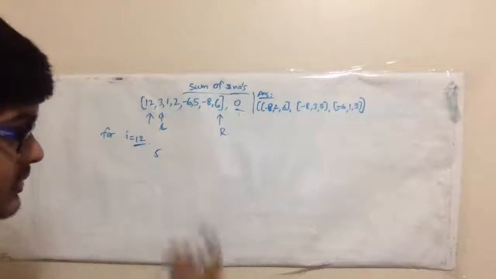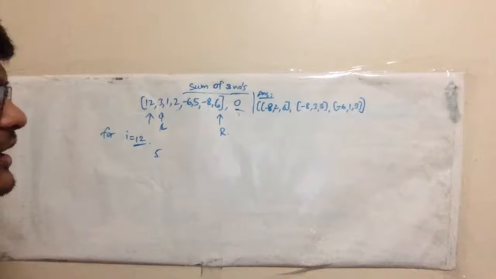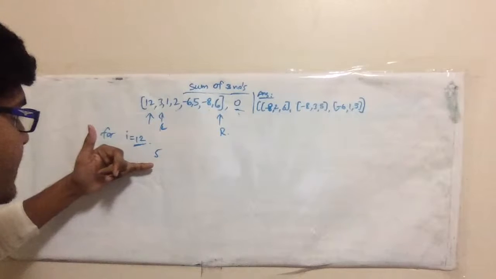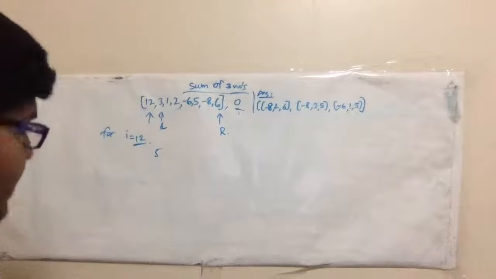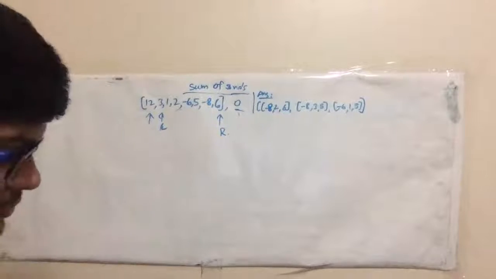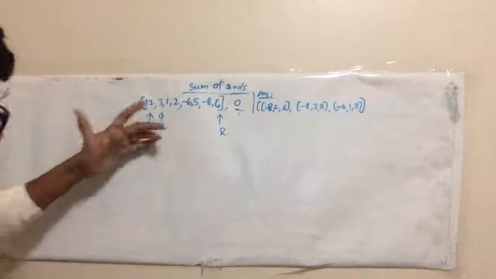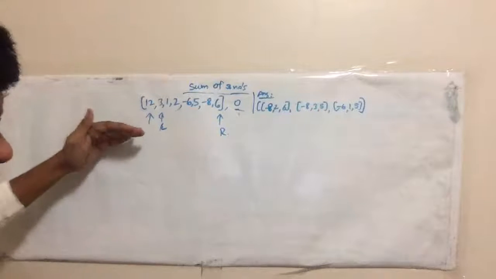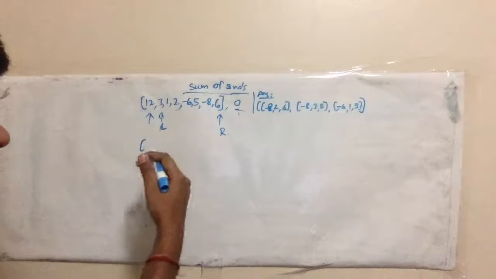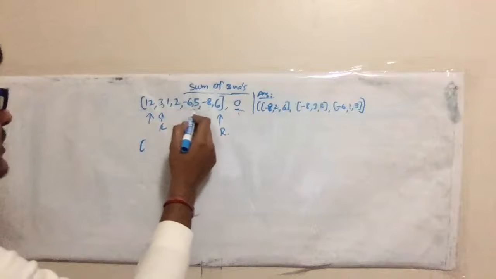If it makes a sum of 5, which is greater than 0, then what can we do? One more thing before that: we need to sort this. So this is the logic for the pointer method. First sort and then do this approach, because we want to compare the numbers and do the operations.